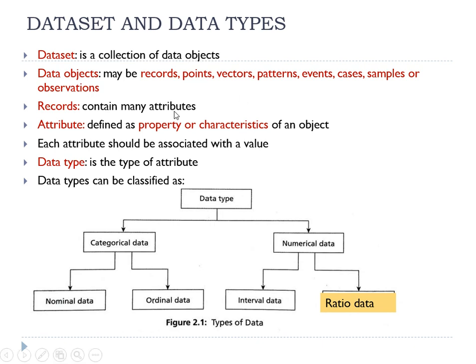Let's say each row is a record because it will contain some attribute information. What is an attribute? An attribute defines the characteristics of the object, and it will have some kind of value. Very important, every attribute will have a data type, so it is important that you understand the type of your data set. The data type can be categorical data or numerical data. Categorical data can be classified into nominal data and ordinal data. Numerical data is classified into interval data and ratio data. Now let's see each of them.